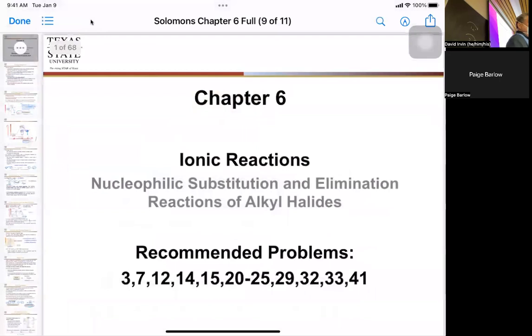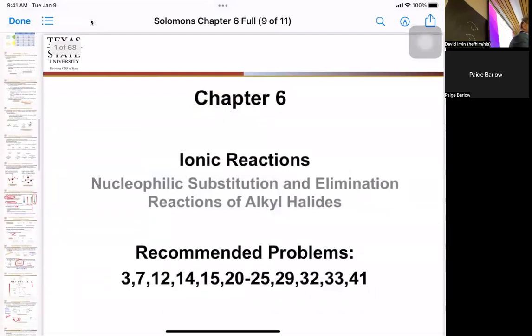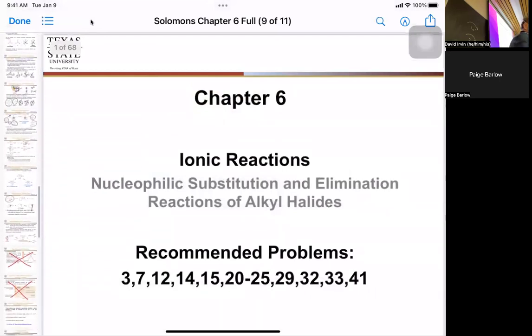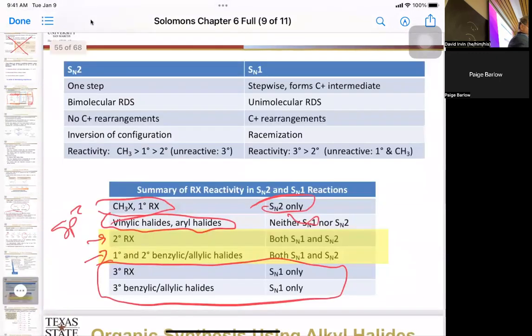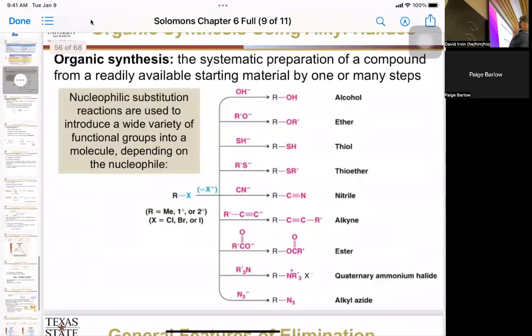All right, so let's go back to chapter 6 and start talking about our next thing. This is the end of SN1, SN2, the nucleophilic substitution reactions. We only have 2 mechanisms, but 100 products we can make. So that's a really powerful tool.